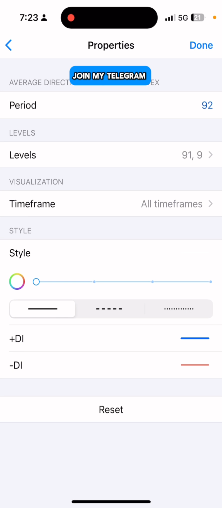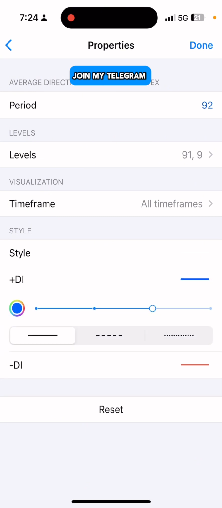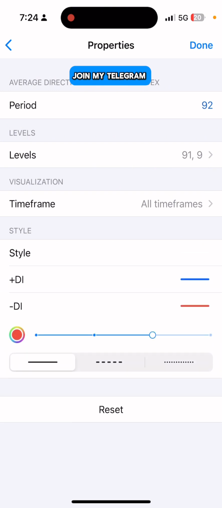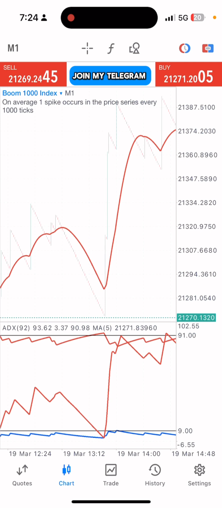Then for the style right here, you put on the color of your screen, which is white. So if you are using a white background, you put the color on white. If you are using a dark background, you put the color on dark. Then for plus DI, you put that on 3 pixels and use the color blue. Then for minus DI, you put that on red color with 3 pixels. Then you put that on the first trend line, then you click on done.